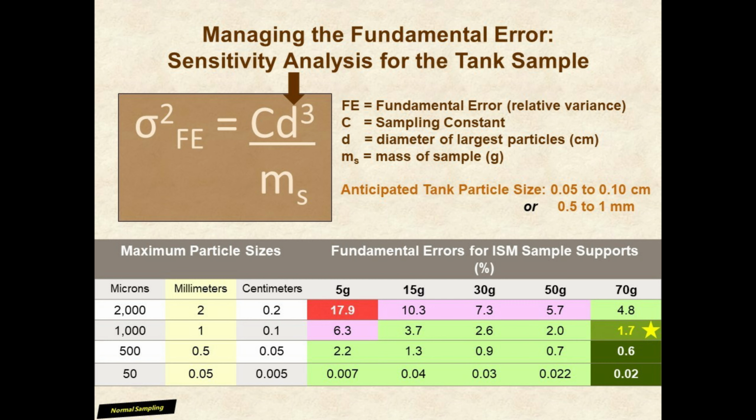As D increases, the size of the fundamental error increases in an exponential manner. The mitigating parameter is M in the denominator. M is the mass of the sample, which reduces the impact of the largest particle size. D and M are why we stress that both sufficient sample mass and minimum particle size are crucial components of sampling design. We also see here how the Smins principle is backed up by the mathematics.